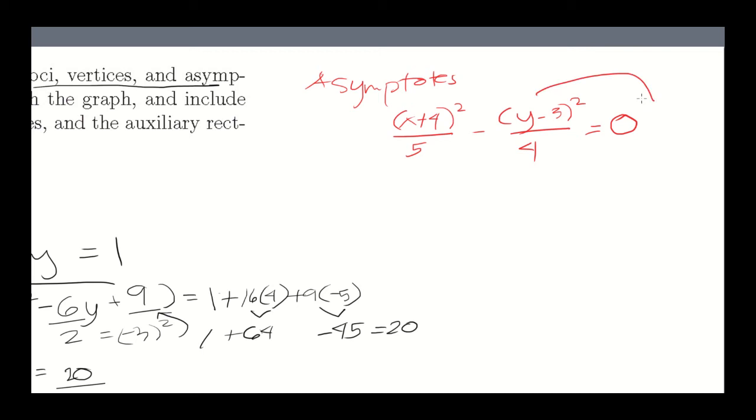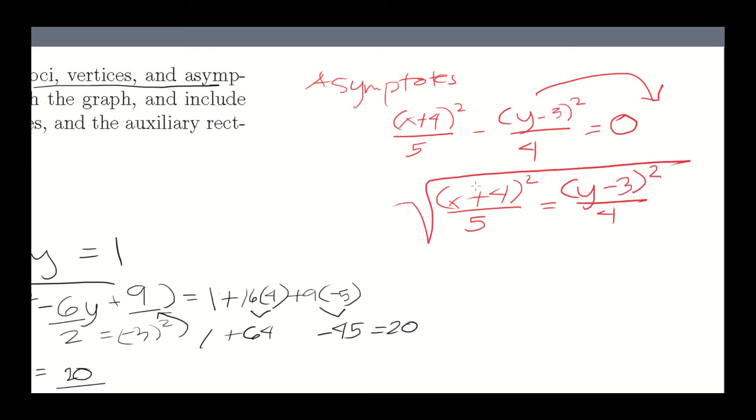Then we move this here, so (x plus 4) squared over 5 equals (y minus 3) squared over 4. Then we square root all of this. If you square root this, we square root the numerator and also the denominator. What is the square root of (x plus 4) squared? So it is (x plus 4) over square root of 5 equals (y minus 3) over 2. Okay, so we now have this one. So we will only get the y.